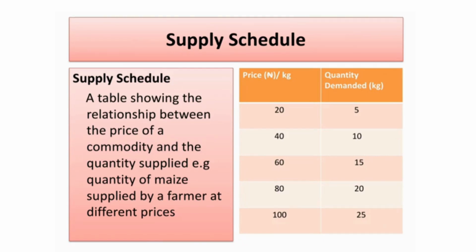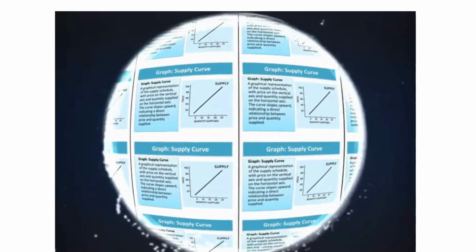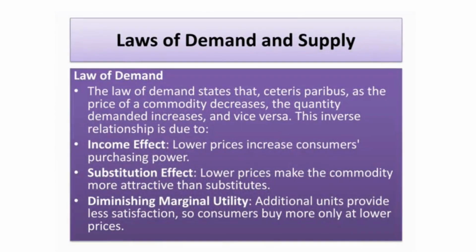From this table, we can come up with the supply curve, which is also a graphical representation of the quantity supplied and the price. The curve is upward sloping, which indicates that there is a direct relationship between the price and quantity supplied by the producer. Right now, we are here to look at the laws of demand and supply.